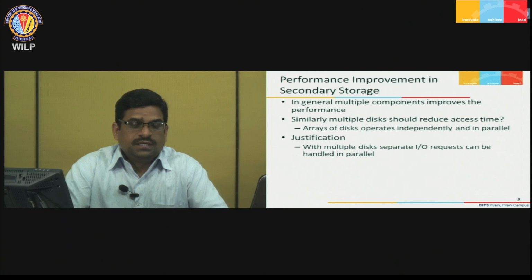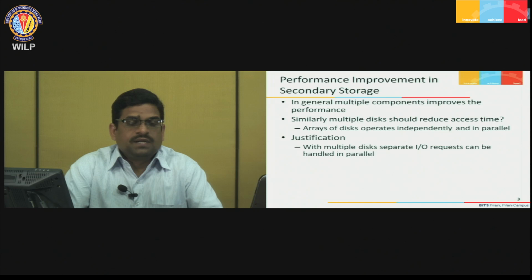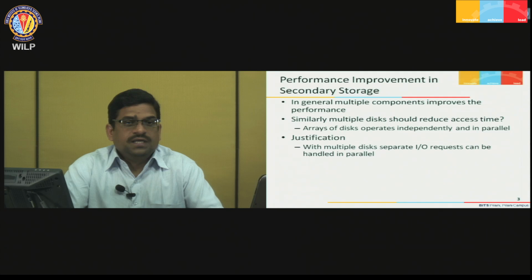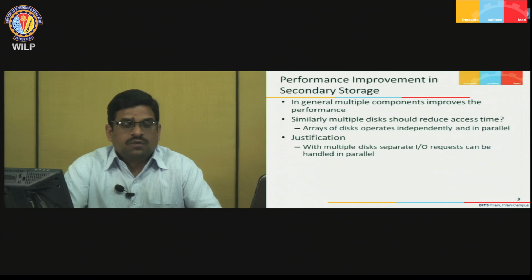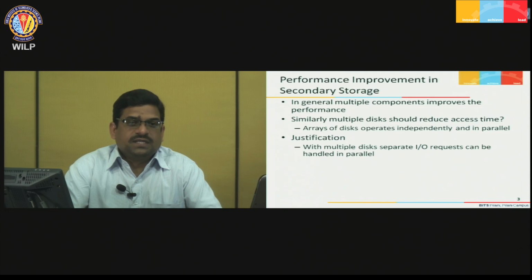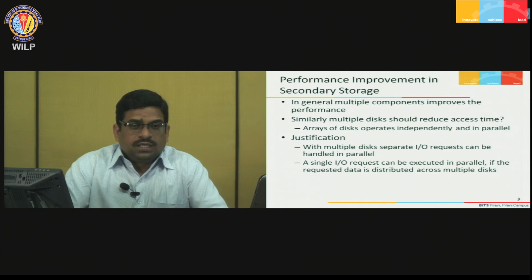You have multiple disks and multiple IO requests are coming, with one disk handling, let us say, one IO request at a time. So, even though the secondary storage is slower, still, because multiple requests are handled in parallel, the overall request rate which is handled by the system will improve. That is one way, that is how to handle a high IO request rate.